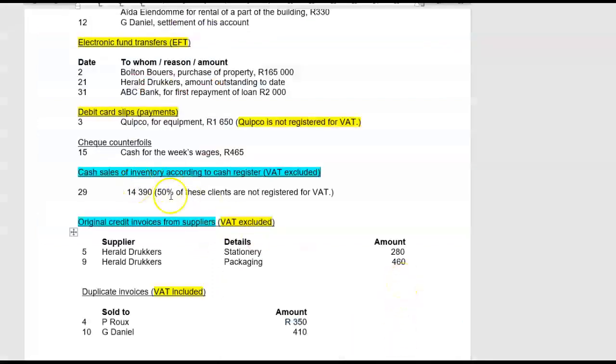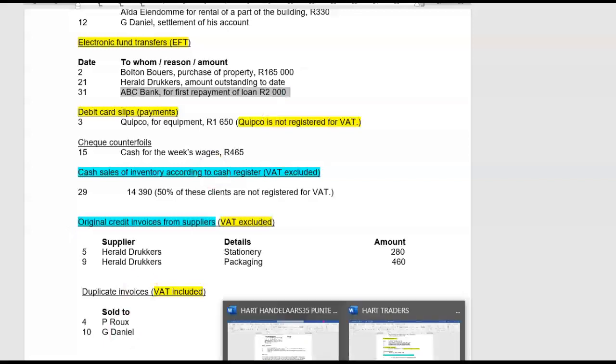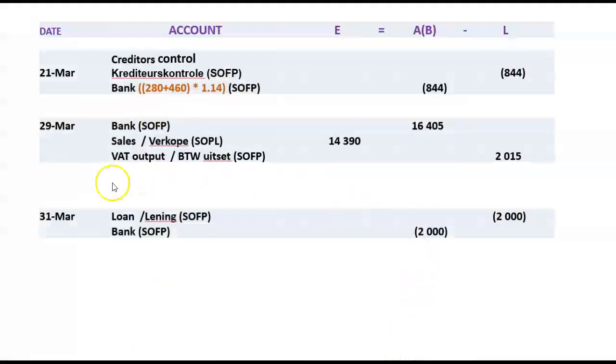And then the last one, there, electronic funds transfer on the 31st, first payment of the loan, 2,000 Rand. So my asset is going to reduce with 2,000 Rand bank, and my liabilities, loan account, statement of financial position, is also going to decrease, liabilities of 2,000 Rand.